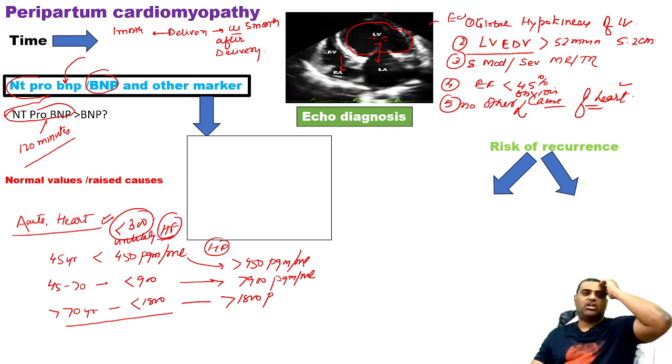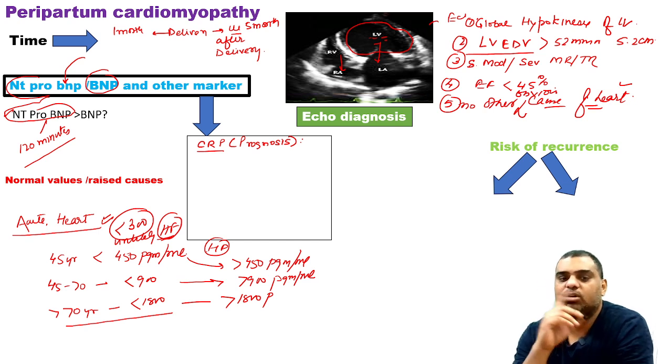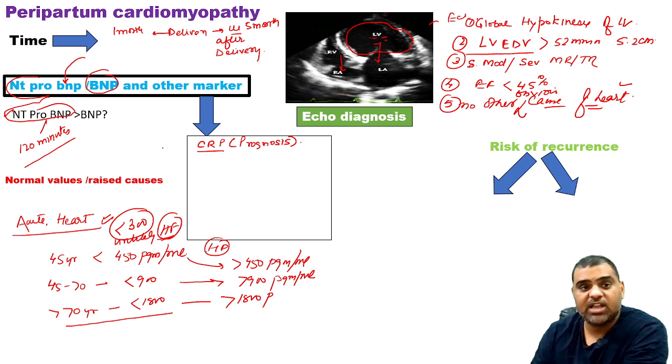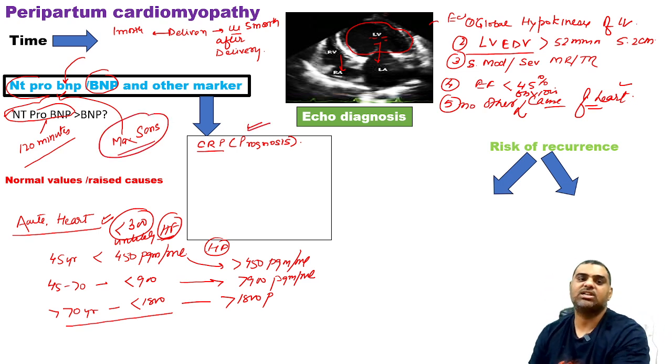So this is regarding NT-pro-BNP and the BNP. So this is one of the markers. Other marker is C-reactive protein, and it can also be used in the prognosis. But NT-pro-BNP is best. If they ask you maximum sensitivity, then the answer will be NT-pro-BNP. But if they ask you which is maximally used in prognosis, then CRP.